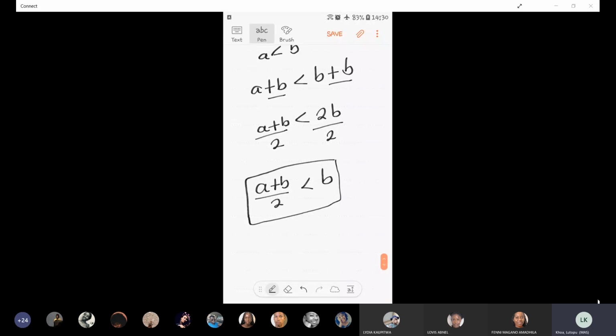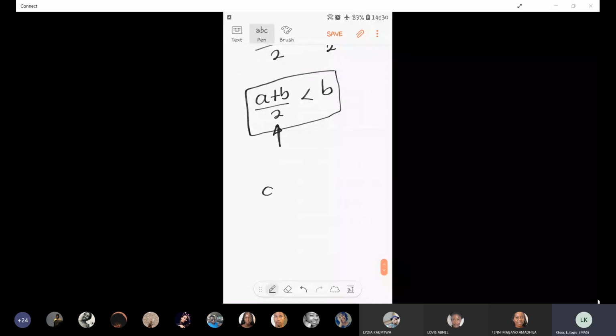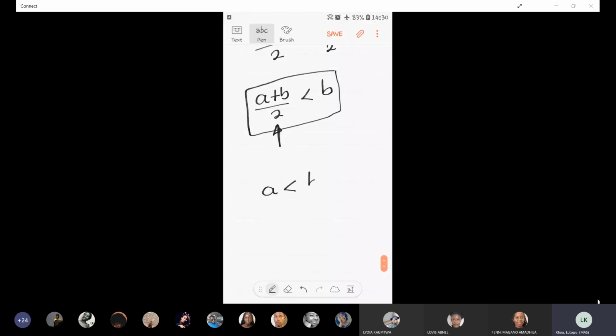So now I need to show that A is less than what I have over there. So I follow pretty much the same thing that I did. I start with what I'm given, that A is less than B. Then this time I add A on both sides. So I have A plus A, this is less than A plus B.